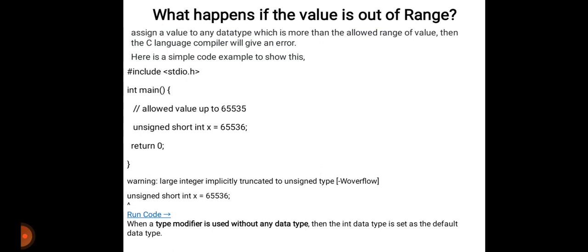If you run this program, then what will be shown there? Warning: large integer implicitly truncated to unsigned type. Means what? Unsigned short integer x is equal to 65,536. This code does not run properly. When a type modifier is used without any data type, then the integer data type is set as the default data type. So unsigned means unsigned integer, signed means signed integer, long means long integer, and short means short integer.